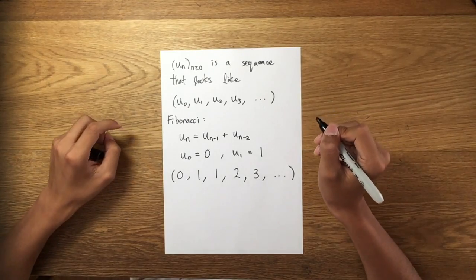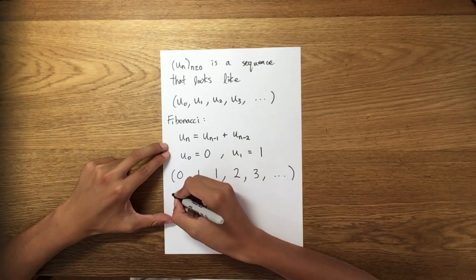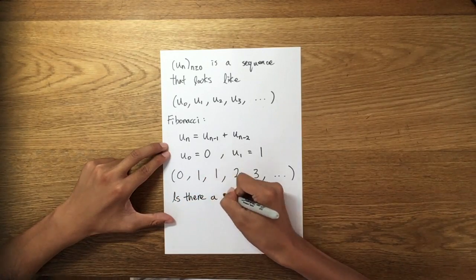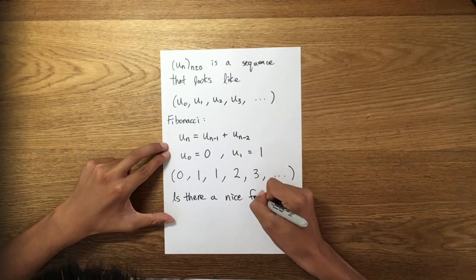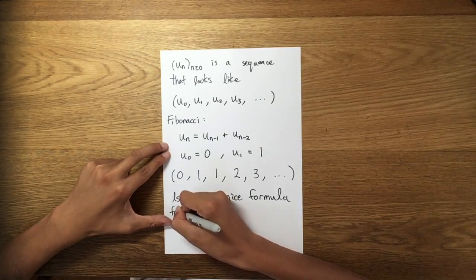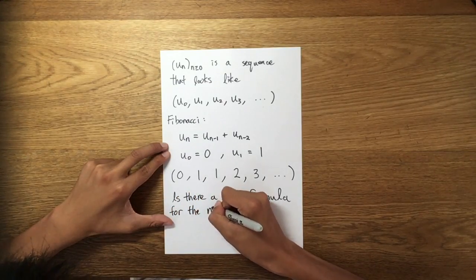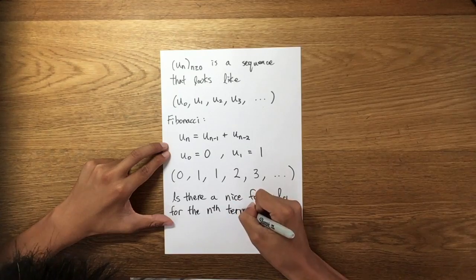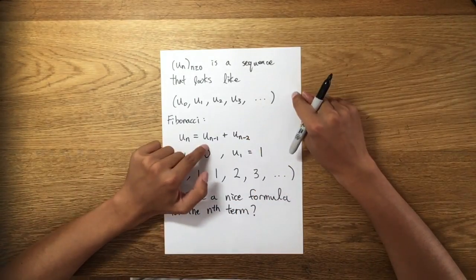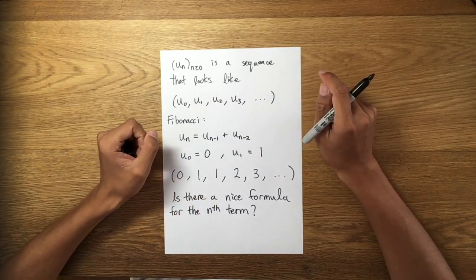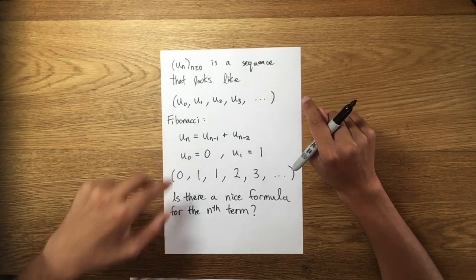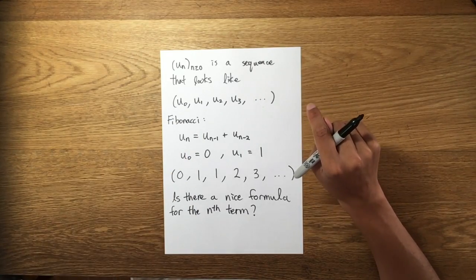So the technique I was talking about, it answers the question, is there a nice formula for the nth term? A nice formula as in one that isn't recursive like this one, where we potentially have to calculate all the terms before the nth term to know what it is. And, well, this was what I learned.